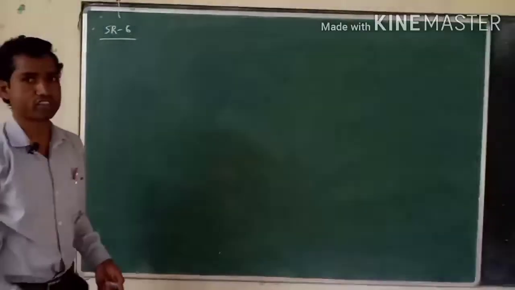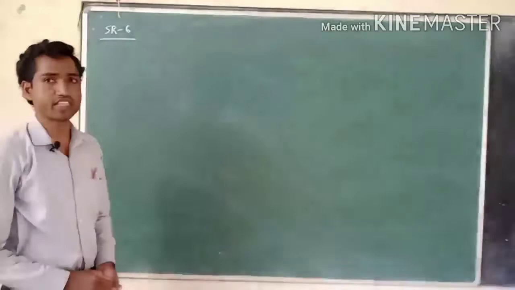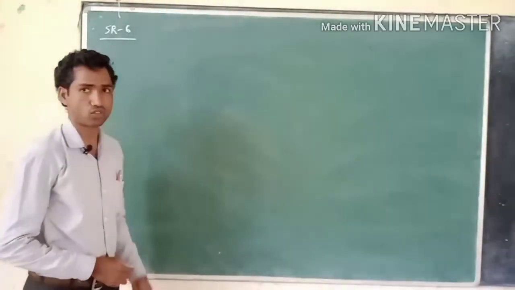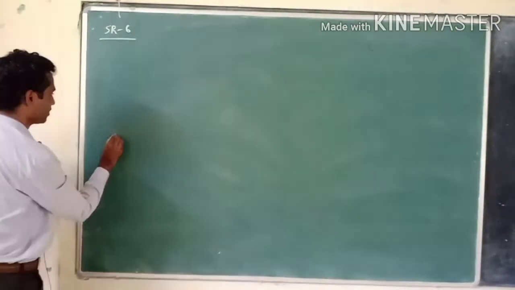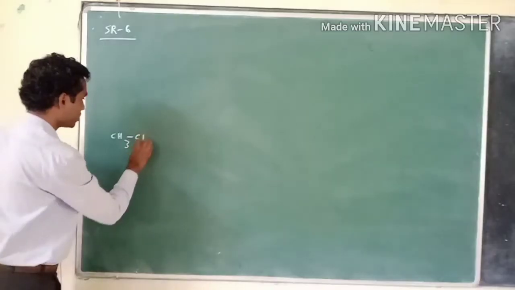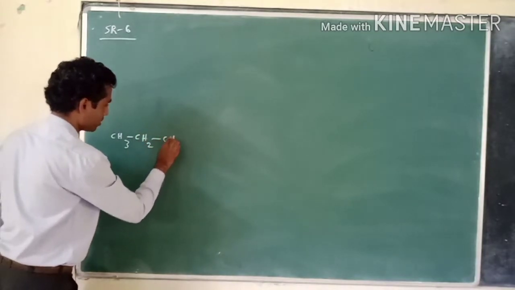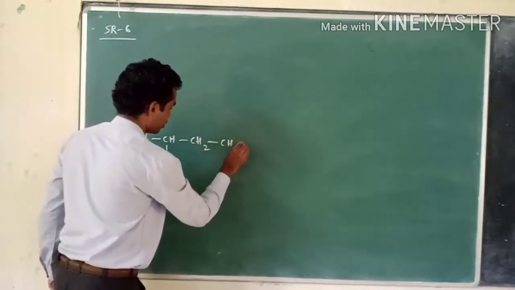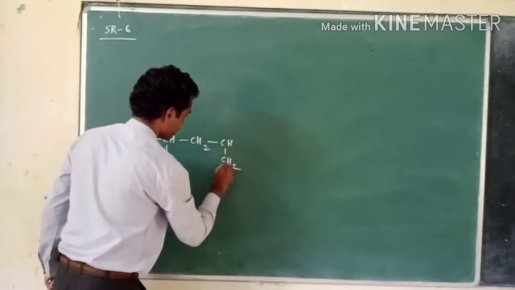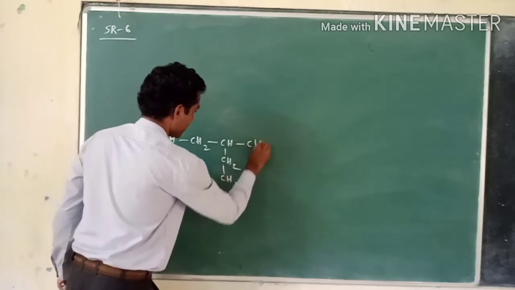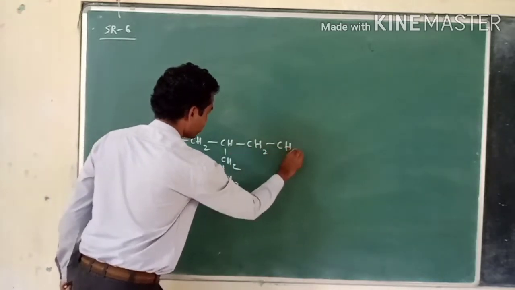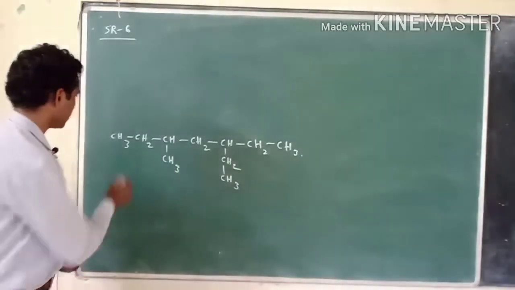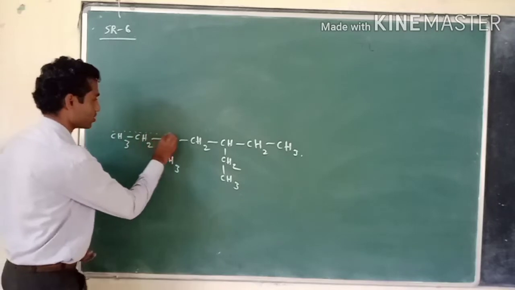What actually does this sub rule say? In order to understand sub rule 6, let us take an example, through which we can define this rule. The example is CH3, CH2, CH, CH3, CH2, CH, CH2, CH3, CH2, CH3. This is the molecule. First you have to identify the longest carbon chain. So the straight chain is the longest carbon chain, right?